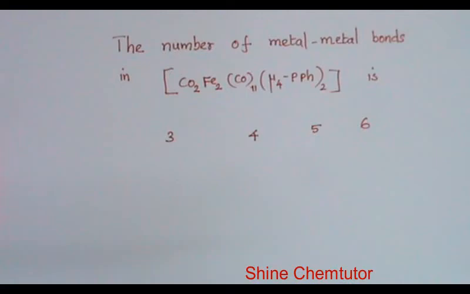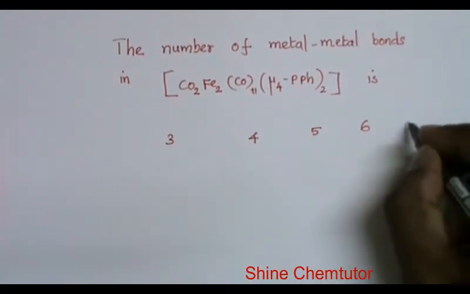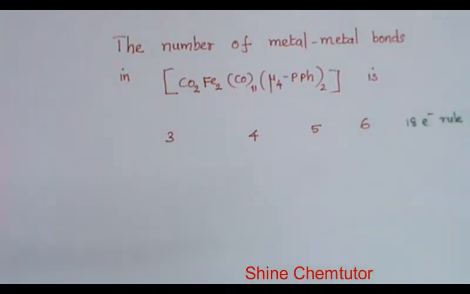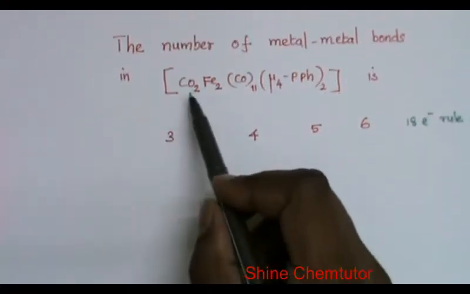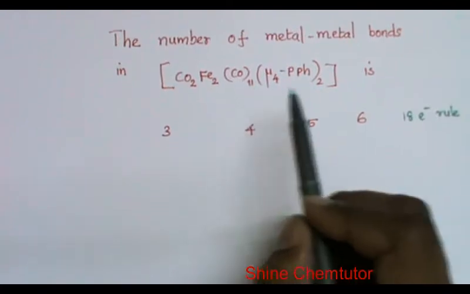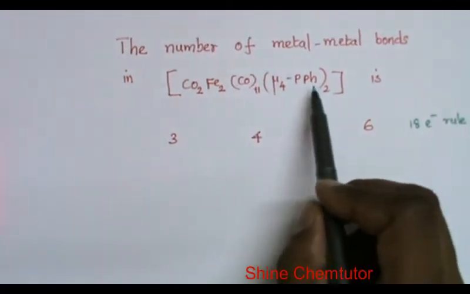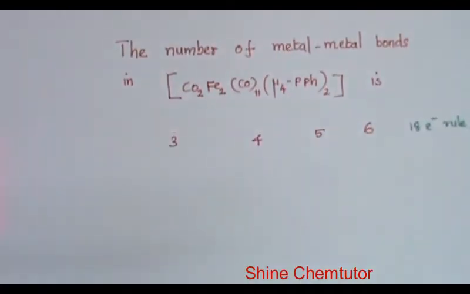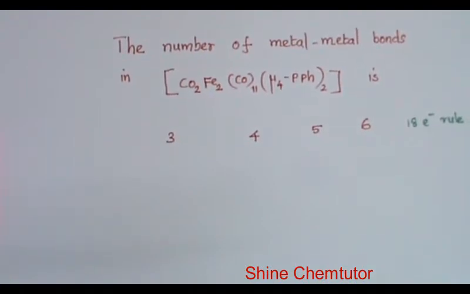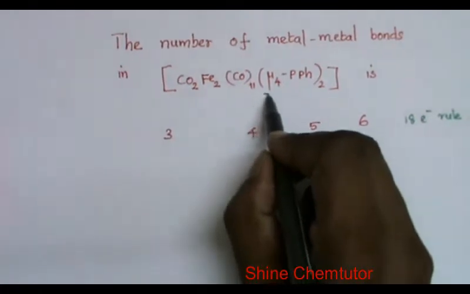In this video, I am going to solve a problem on the 18 electron rule. The question is: the number of metal-metal bonds in the Co2Fe2(CO)11(PPh)2 complex. I have chosen this problem. The reason is this mu4.